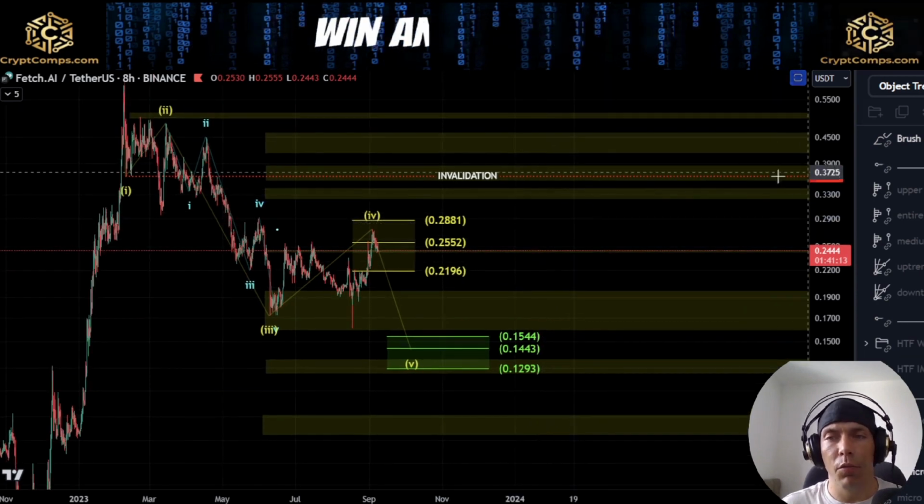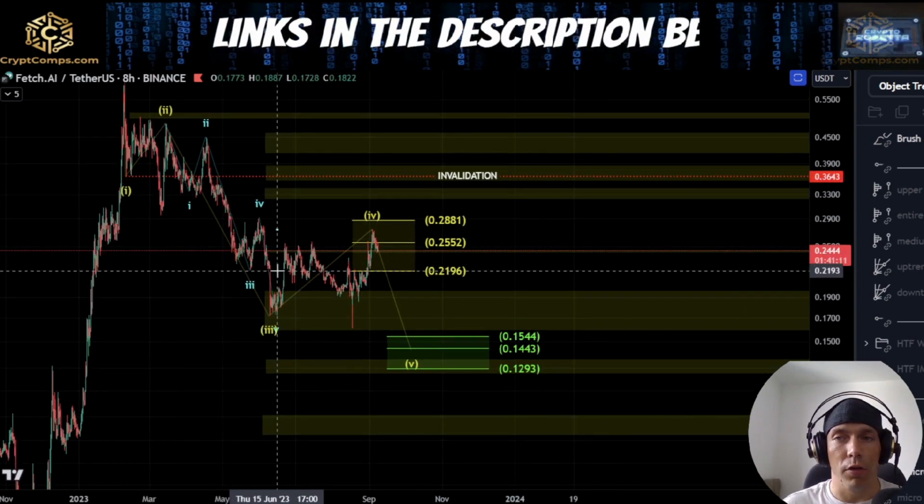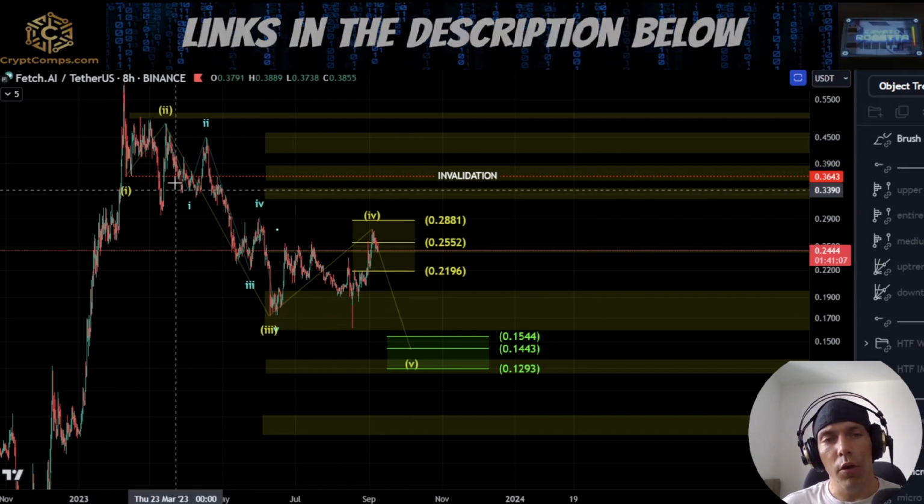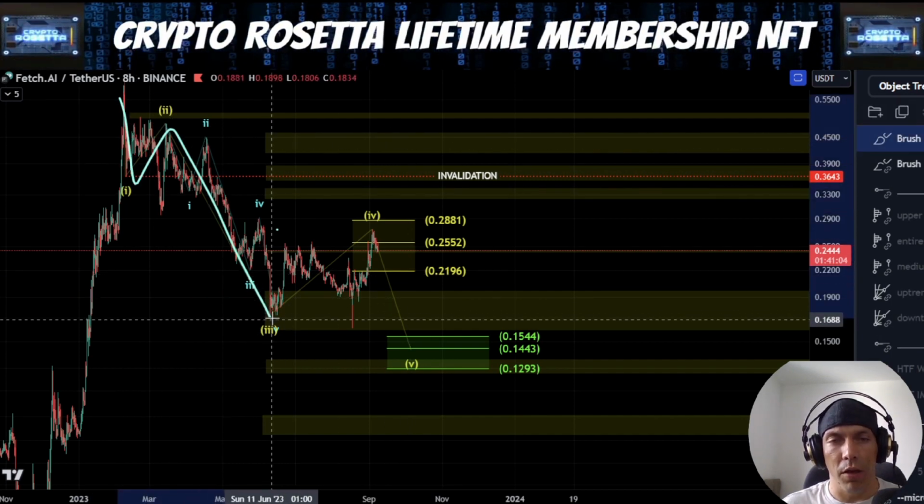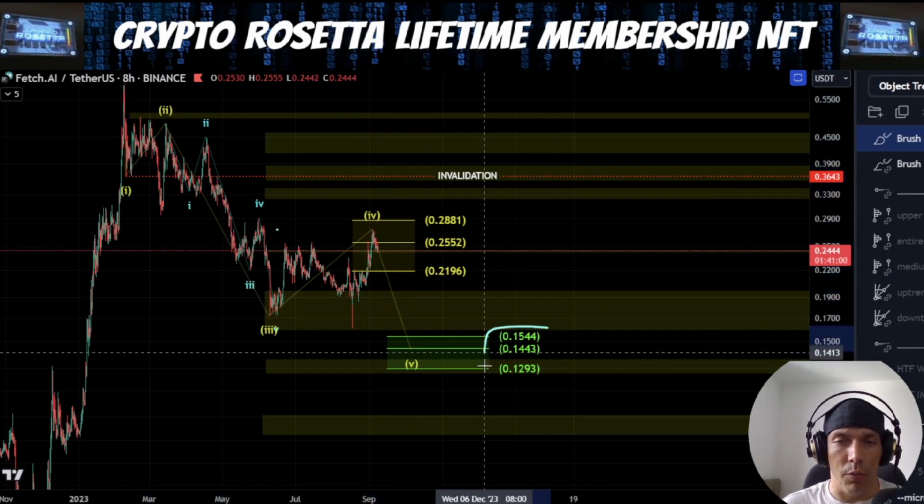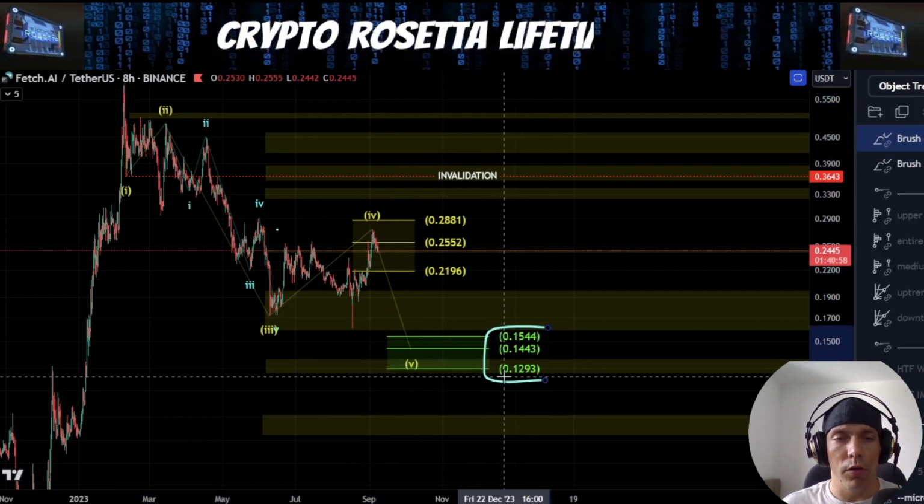Invalidation of this idea comes by crossing this 36.43, which would be this wave 1 low that we've got over here. So if we do see this as 1, 2, all of this becomes 3, 4, and then we look for this 5th wave down. Currently our target area is going to be at this 15.44 to this 12.93.